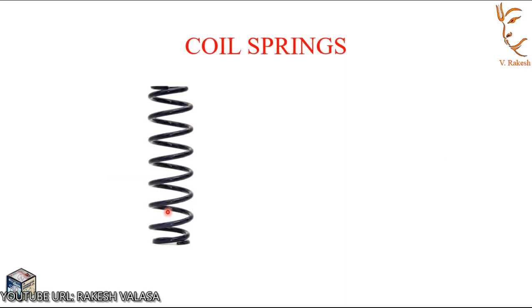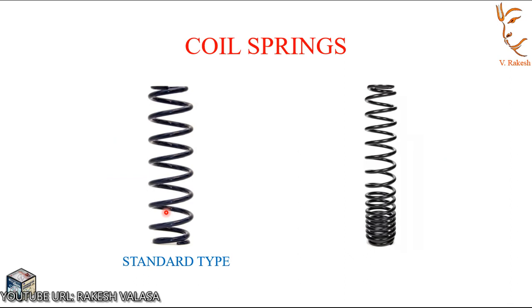Let us see the second type of springs, that is coil springs. Basically we are using two types of coil springs in automobiles. First one is standard type, second one is progressive type. The coil springs are extensively used in suspension system of automobiles.